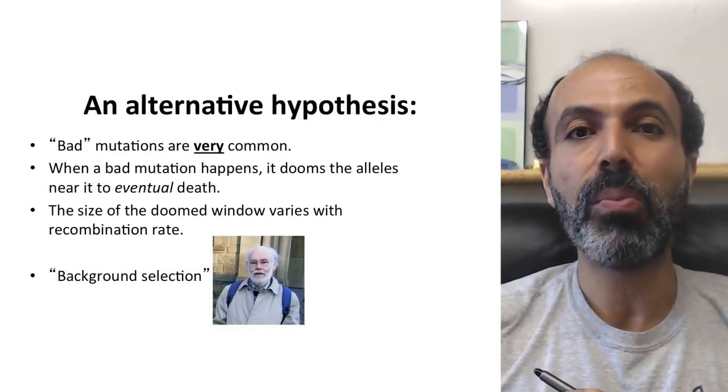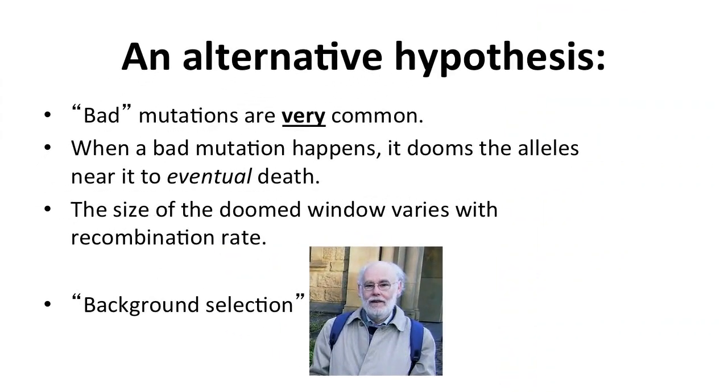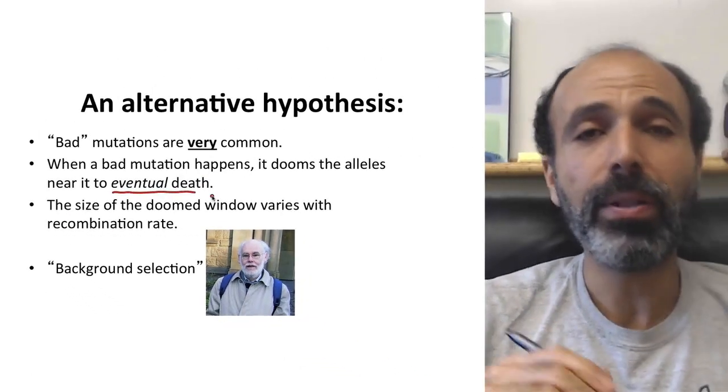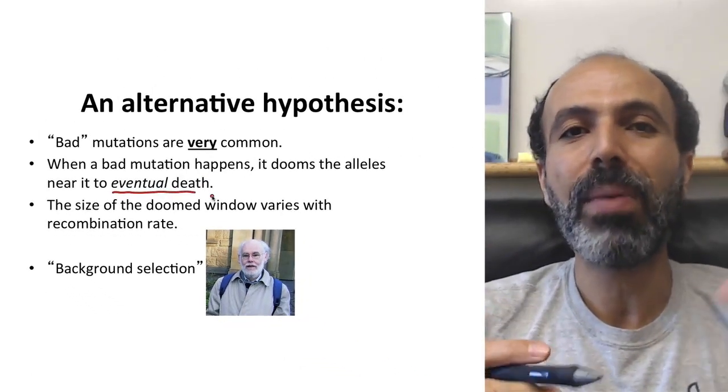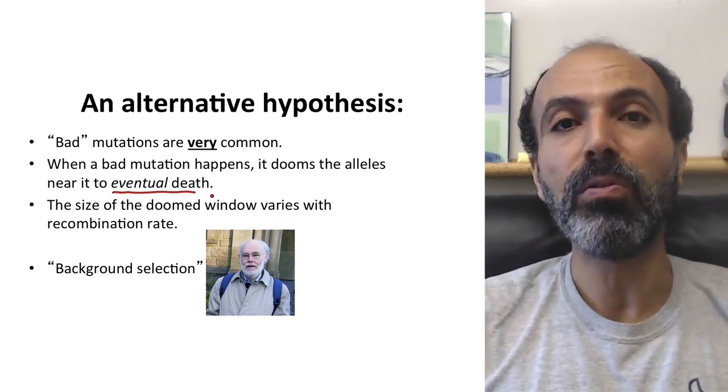This is Professor Brian Charlesworth at the University of Edinburgh in Scotland. He suggests that bad mutations are very common, which we know is true, of course. When a bad mutation happens, interestingly, it'll doom that allele and essentially the areas nearby it to eventual death. Even if you have a bad variant, it may be slow to get removed from a population, but it ultimately will be removed from the population.